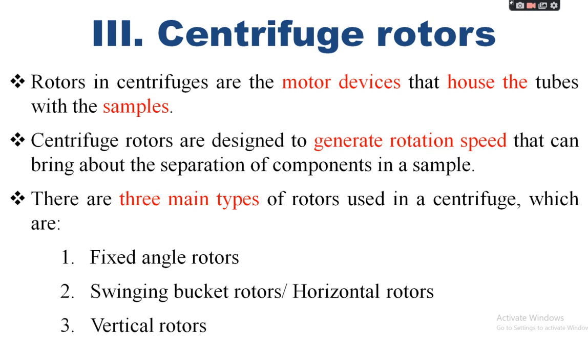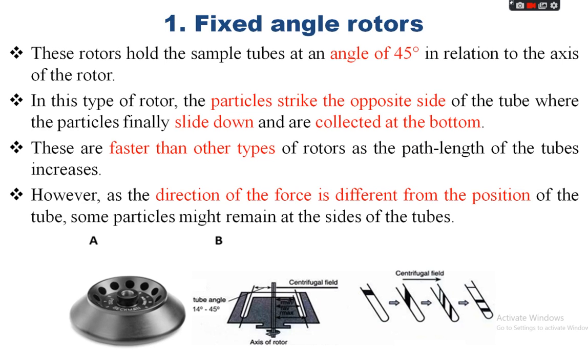due to rotating speed we can separate the samples from the components. There are three types of centrifuge rotors. The first one is fixed angle rotors, the next one is swinging bucket rotors or horizontal rotors, and the third one is vertical rotors.